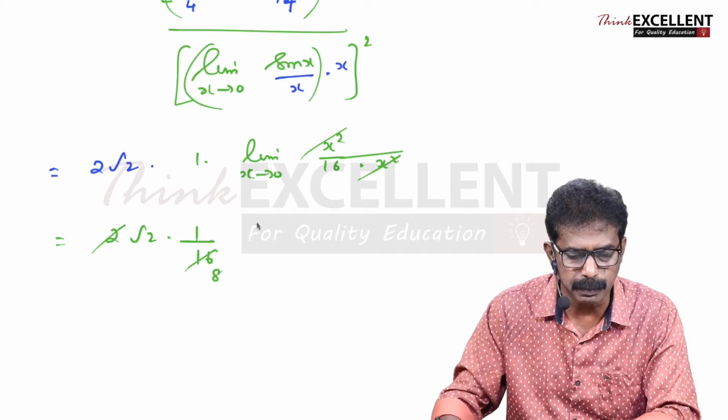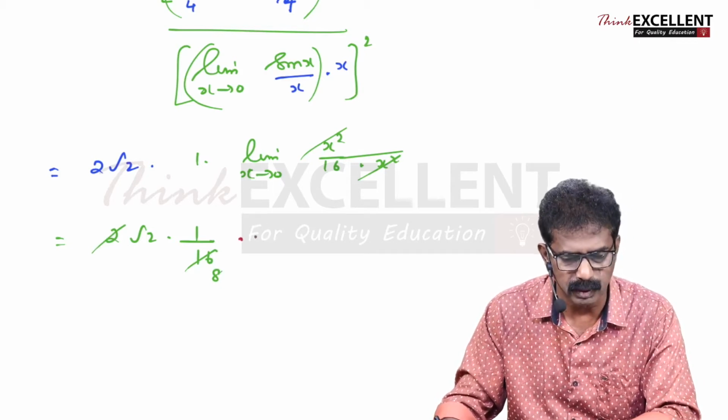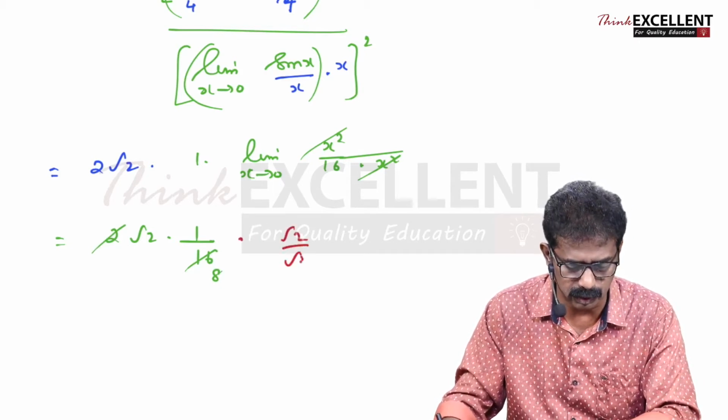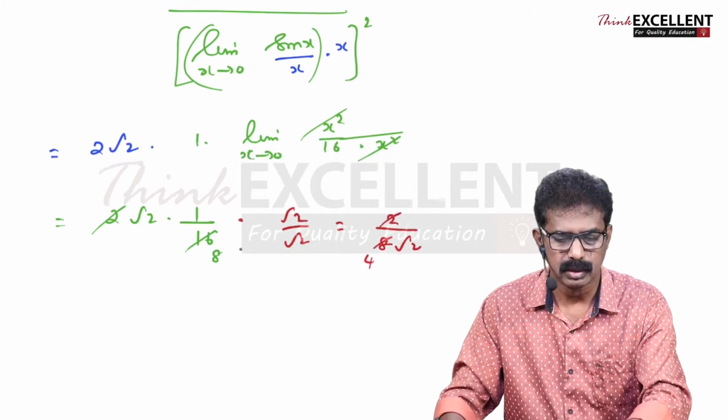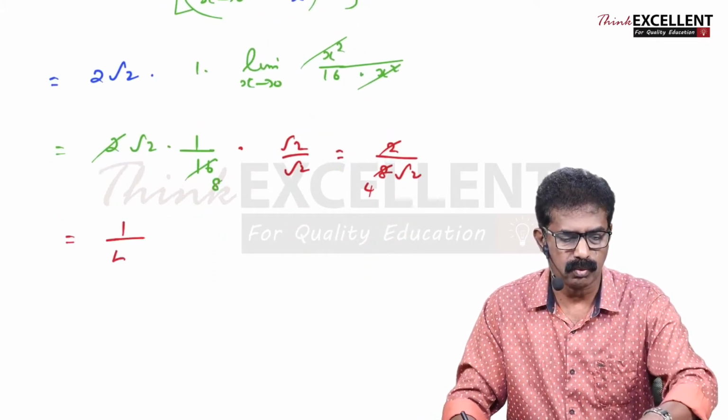Don't stop, multiply by root 2 by root 2. So what you are getting, the numerator is 2, and the denominator is 8 root 2. Cancel, you are getting 4. So our answer is 1 by 4 root 2. Okay.